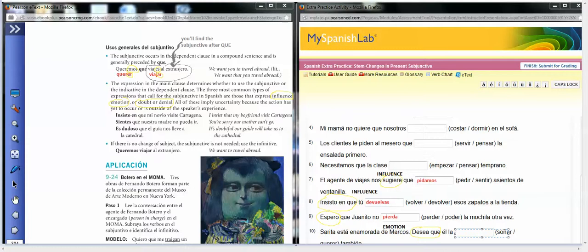Okay, and that would be querer, which is also a stem changer, which would be quiera. Desea que él la quiera también. Okay, so let's go ahead and look at some more examples.